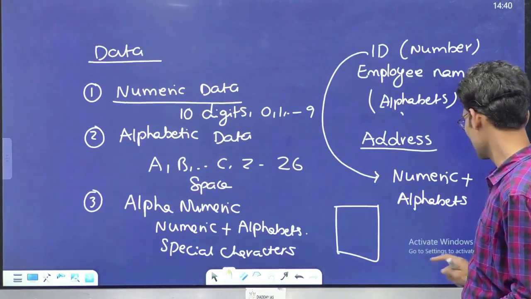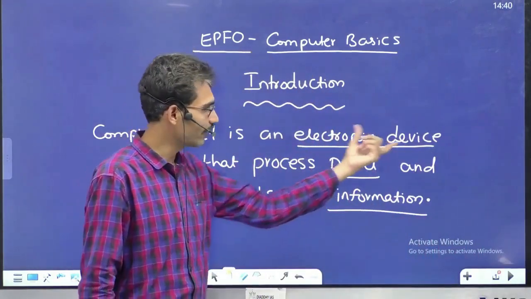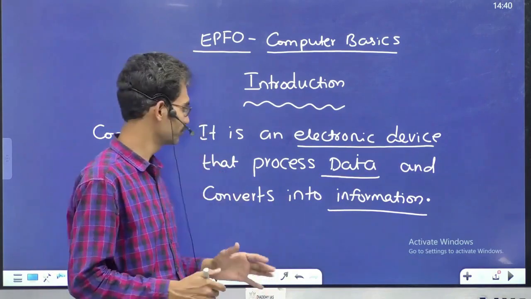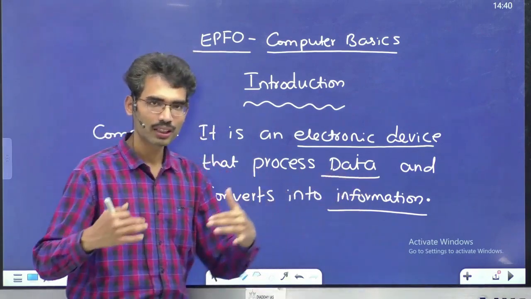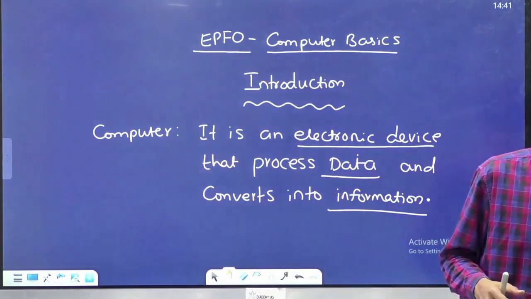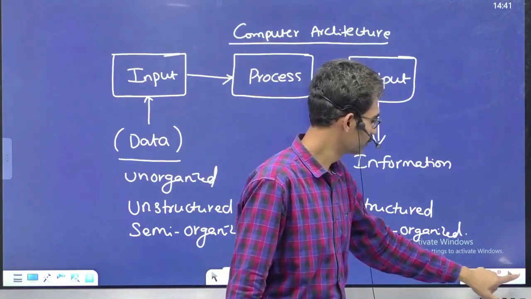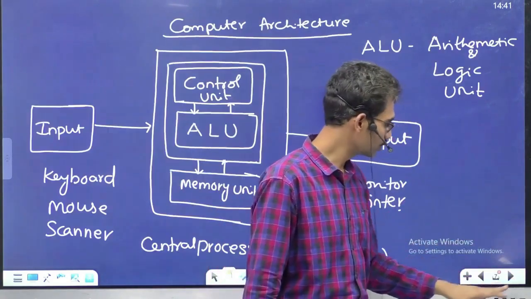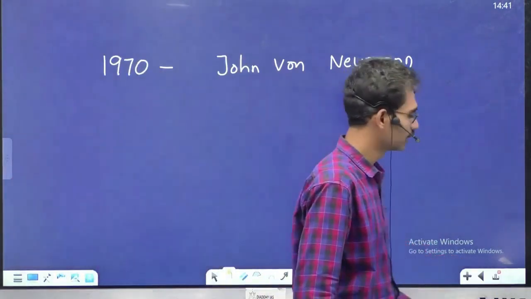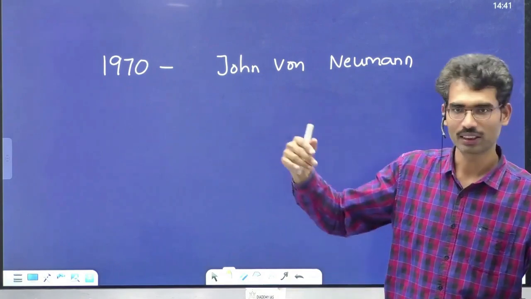Now, based on this architecture, we can have one more technical definition. The simple definition we have seen is that it is an electronic device. Now you know this electronic device contains a central processing unit, some inputs and some output mechanisms. They process data: they take data from the input mechanism and finally give information through the output mechanism. Process, input, output, and to be more specific, we have this architecture given by John von Neumann. Based on this architecture, we have one more definition.